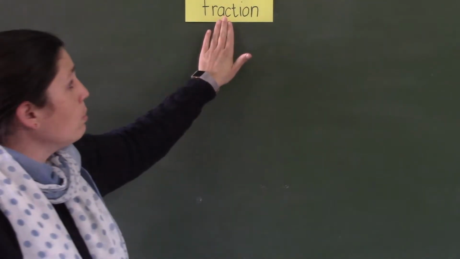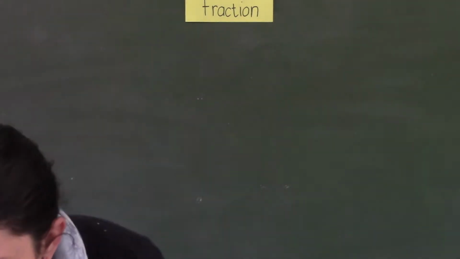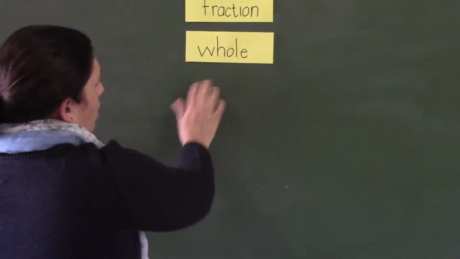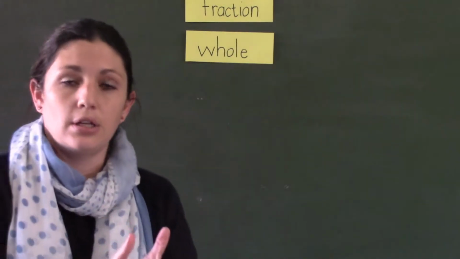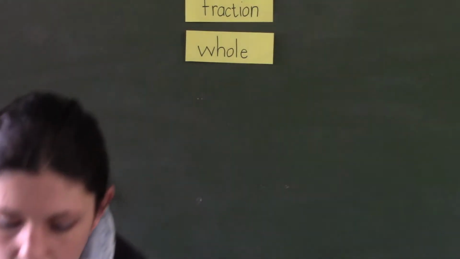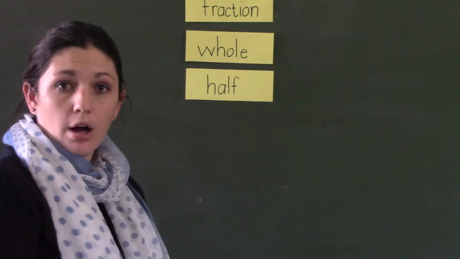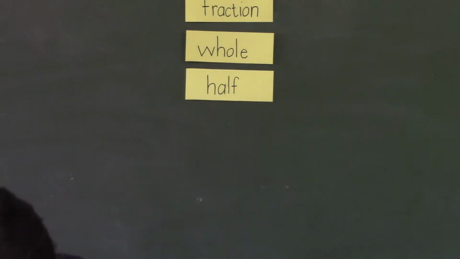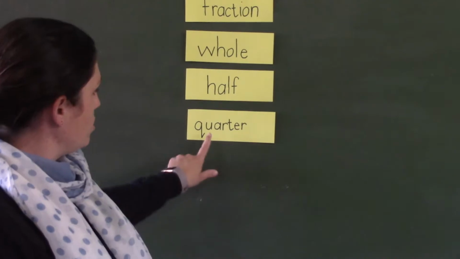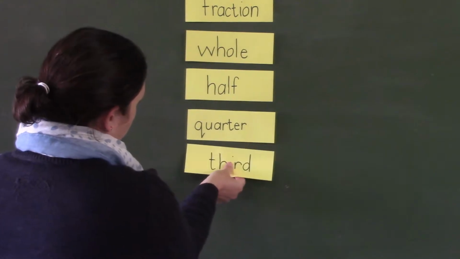Okay, so this is the word fraction up here. And the fractions that we are going to look at this lesson, we are going to have a look at one whole. One whole means the entire thing, the whole cake or the whole pizza that has not been cut up yet. Then we are also going to look at half and what that means and what a half looks like. Then we are going to look at quarter and what quarters look like. This word here is quarter. And then lastly, we're going to have a look at thirds.